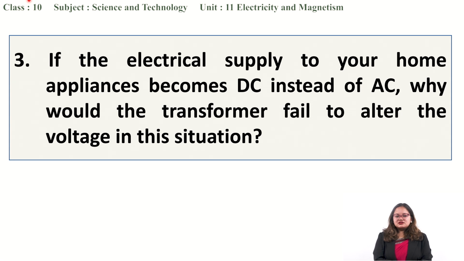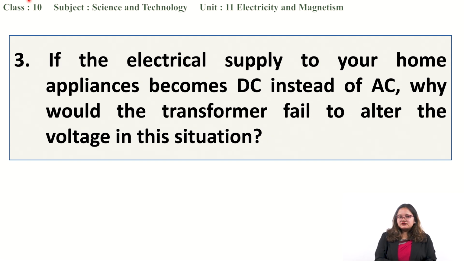Okay, so now let's look at this question. If the electrical supply to your home appliances becomes DC instead of AC, why would the transformer fail to alter the voltage in this situation?